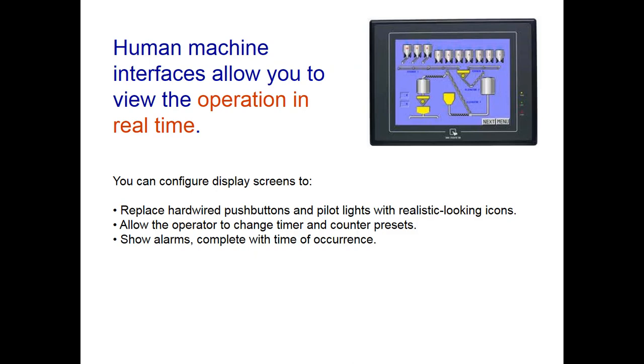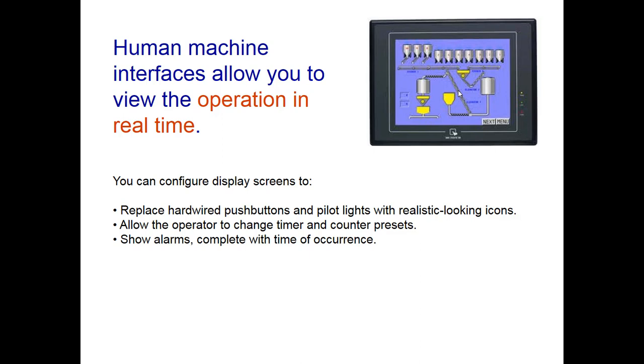They allow you to view the operation in real time, so it's pretty common to come up with an HMI screen that's got a lot of detail here that's showing you your process, your mixing tanks and your heaters and the flow of material, so that you can see what's going on, and you can go deep into the menus to get an idea of what each one of the tanks is doing, each one of the motors, and everything like that.